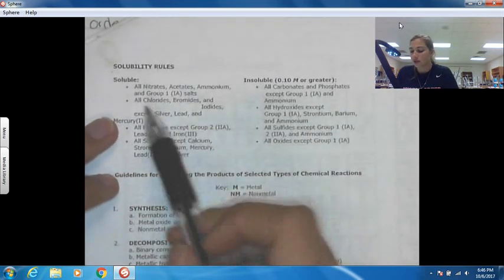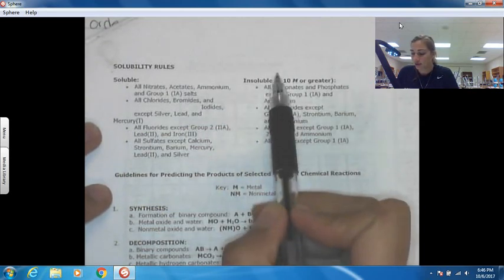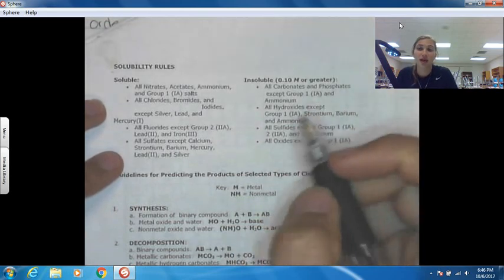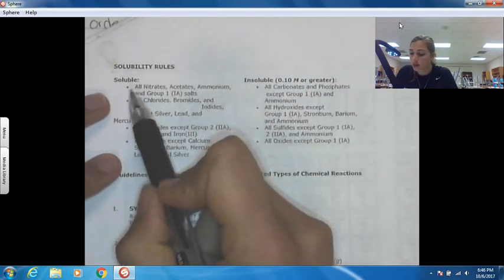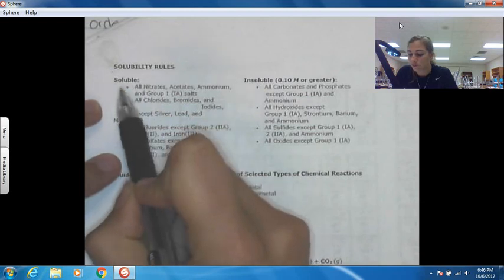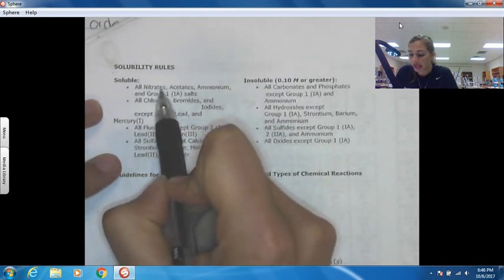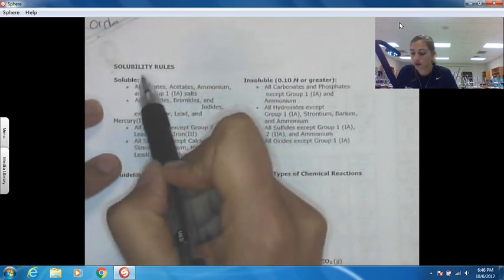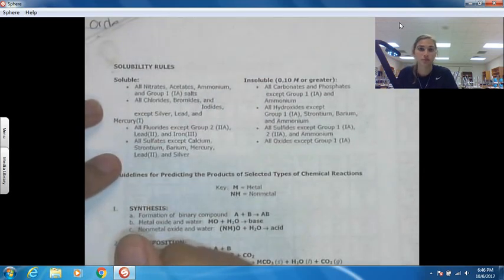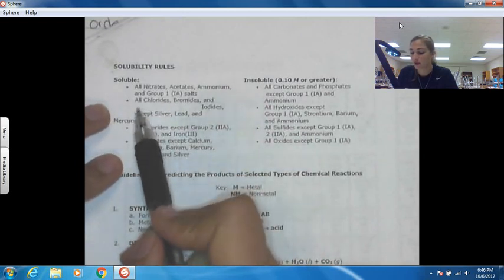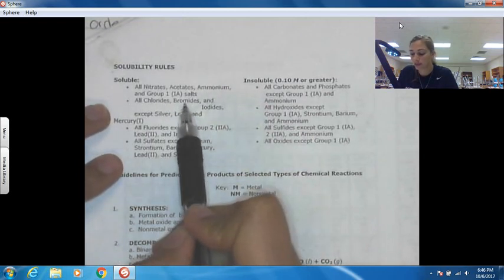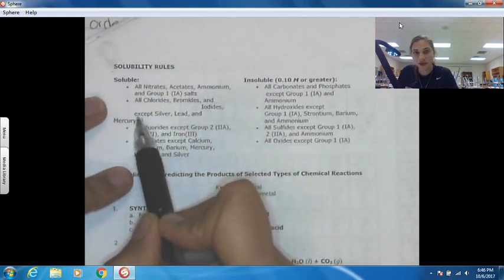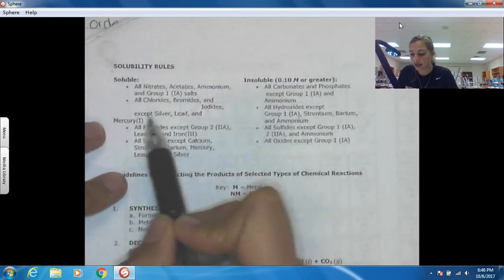All right, so we have a soluble side and an insoluble side. What we want to do is always look at the anion in the compound. So the way that we read this is, all nitrates, acetates, ammonium, and group 1 salts are soluble. So that one's pretty easy to read. Then we have all chlorides, bromides, and iodides are soluble unless paired with silver, lead, and mercury 1.